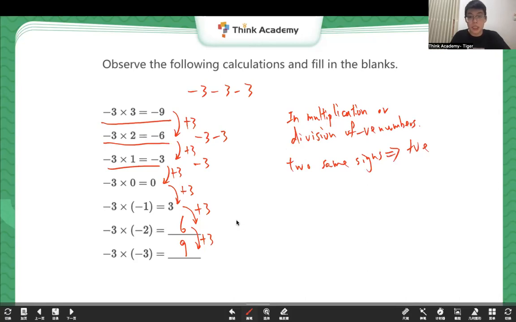Okay, so if I'm multiplying or dividing numbers with two same signs, for example, minus and minus, or of course, plus and plus, I always get a positive outcome. And if I have two different signs, I always get a negative outcome.